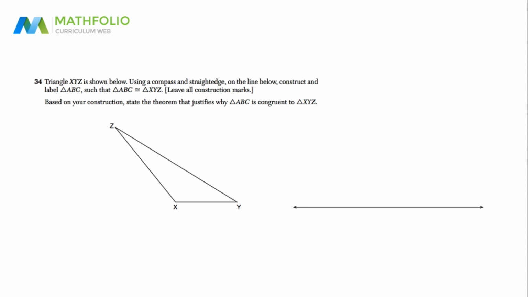Question 34. Gotta be a little careful here. This is a construction. So triangle XYZ is shown below. Here it is. Using a compass and a straight edge on the line below, construct and label ABC such that ABC is congruent. So we need a congruent triangle to this on this line. Okay. Based on your construction, state the theorem that justifies why triangle ABC is congruent to triangle XYZ.